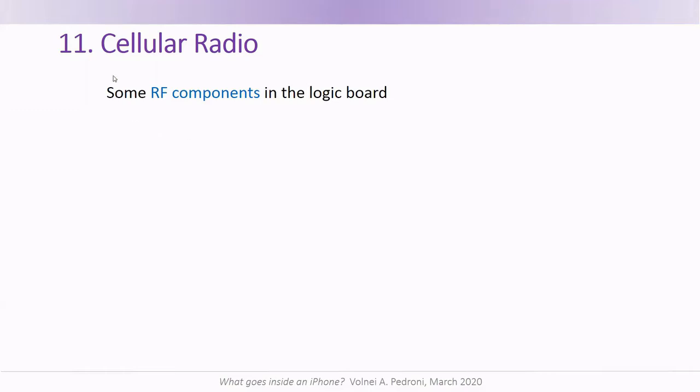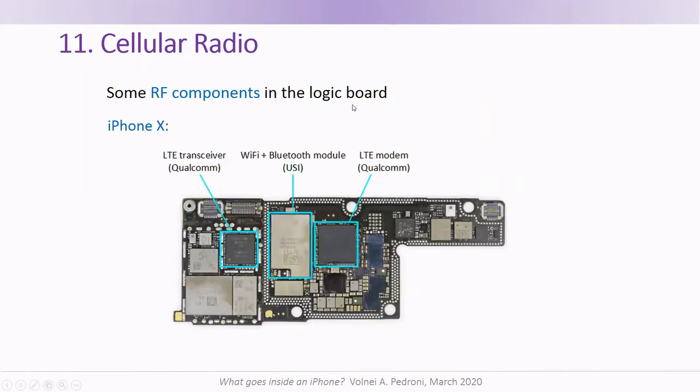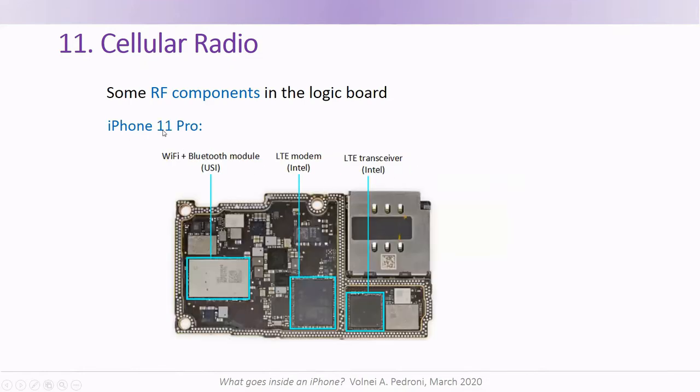We close the part on cellular radio by showing the location of some of the RF components in the logic board. First, for the iPhone X, here's the LTE transceiver, the Wi-Fi plus Bluetooth module, and the LTE modem. Now for iPhone 11 Pro, the Wi-Fi plus Bluetooth module combined again, the LTE modem, and the LTE transceiver.